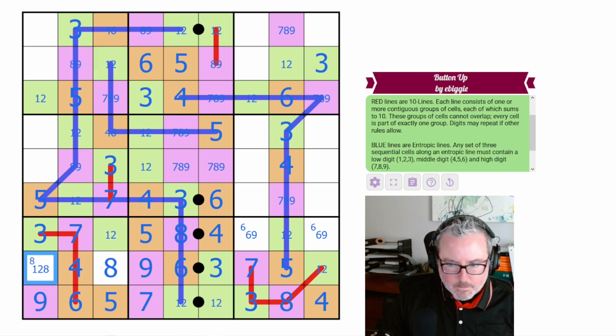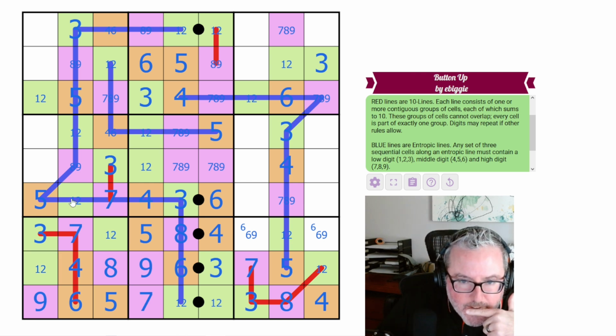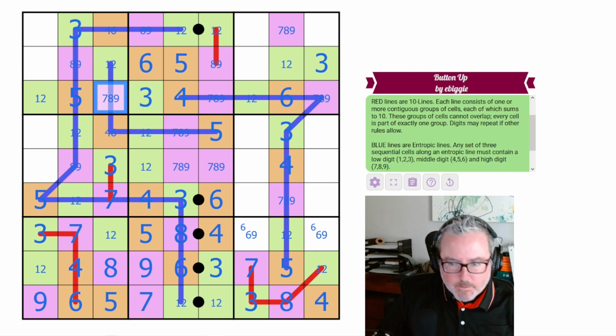This is 8. This means this is low and this is high. Get rid of this. We've got a 1, 2 pair here. This can't be 7 or 8, so it's 9. This is 8, 9. Here we go. These are not 9s. This has to be 9.